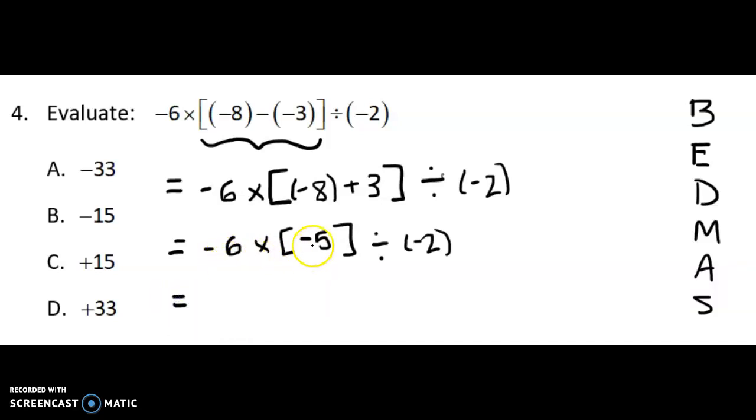So I've got a -6 times a -5. That's a positive 30. That's going to be divided by a -2. So unlike signs, we've got a positive divided by a negative. That's going to give us a negative answer. And if I split 30 into 2 equal groups, I'm going to get 15. So my answer here would be B.